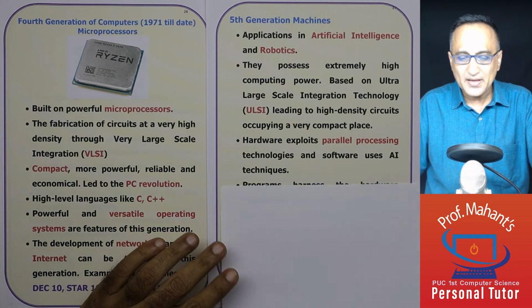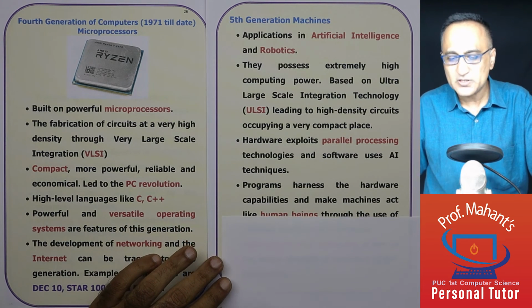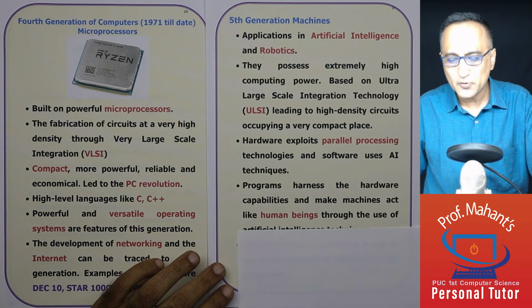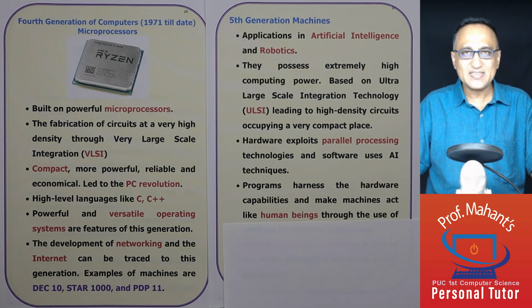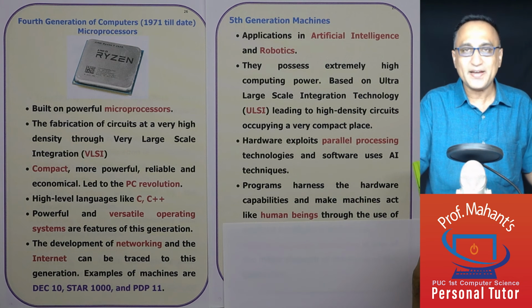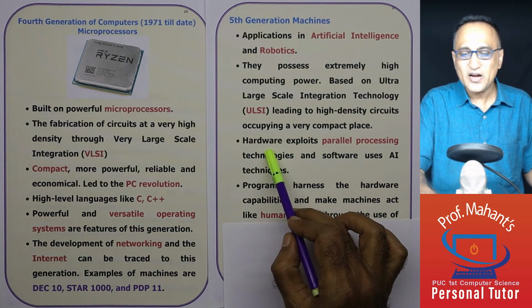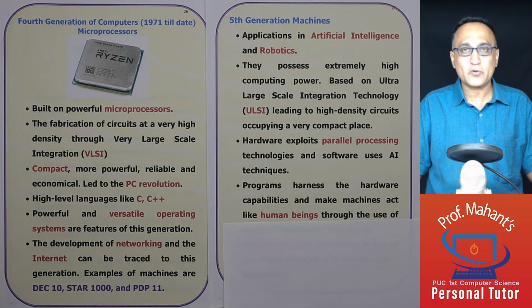Now, the hardware exploits parallel processing techniques. Let me tell you briefly what parallel processing is. Suppose I'm doing matrix addition of a 10 by 10 matrix. The same process is being repeated on each element in the two matrices. So I can use multiple CPUs, or multiple central processing units, to speed up the addition. Here I'm using hardware to increase the speed of processing.